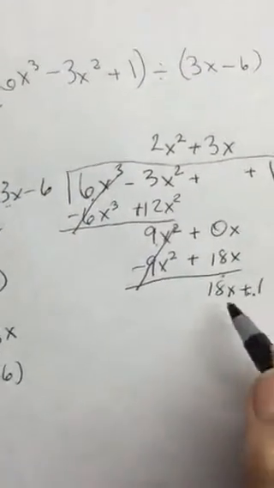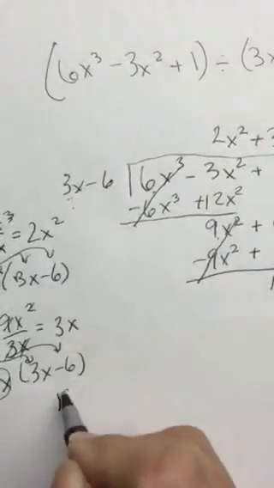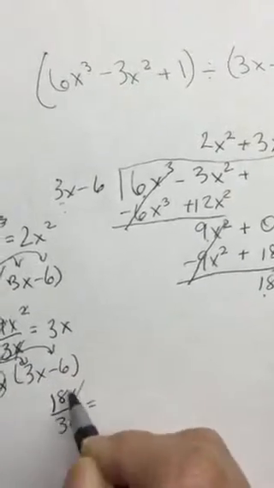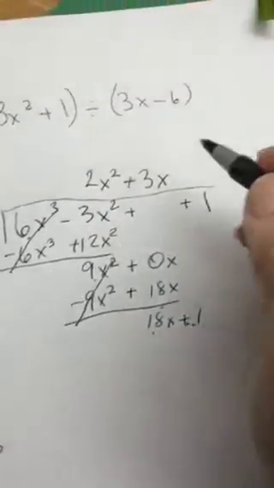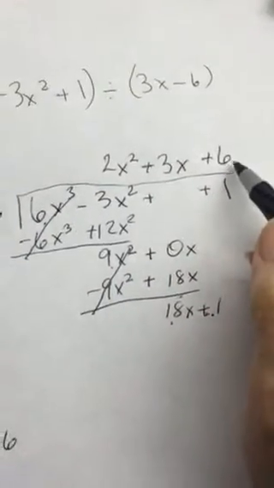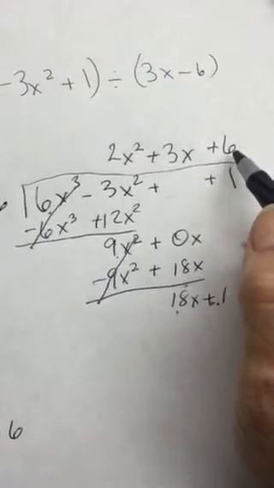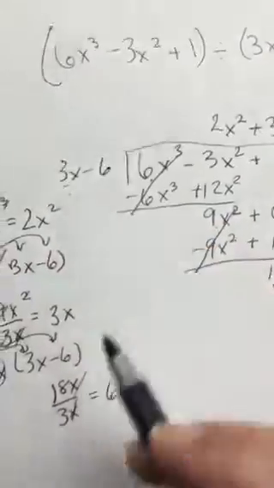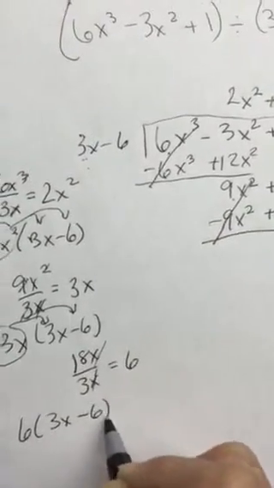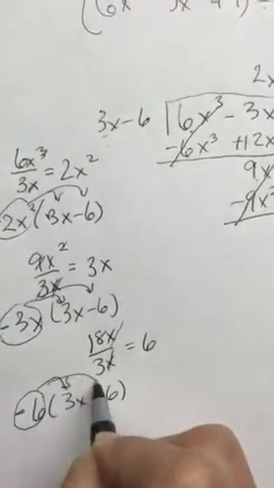Now I do the process again, this term divided by this term. So I have 18x divided by 3x, and so 18 divided by 3 is 6, and that's my quotient. So I go up here, and then I'm going to multiply the 6 times this. So 6 times 3x minus 6. But I need to subtract, so I'm going to put a subtraction out there and distribute.